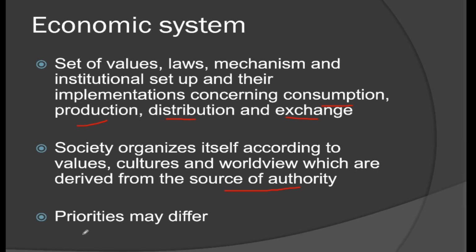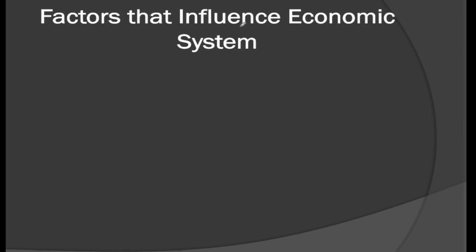Different economic systems arise because different societies have different priorities. For example, a Muslim society would prioritize religion as their main point of concern, while in a capitalist society, wealth would be their main priority. Now, let's discuss various factors that influence the emergence or acceptance of different economic systems.